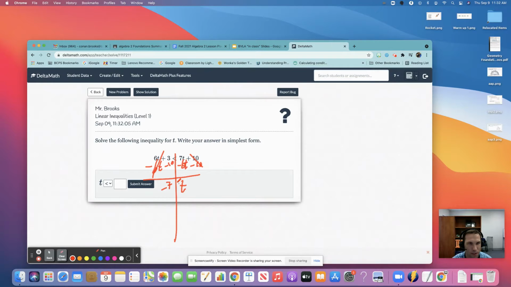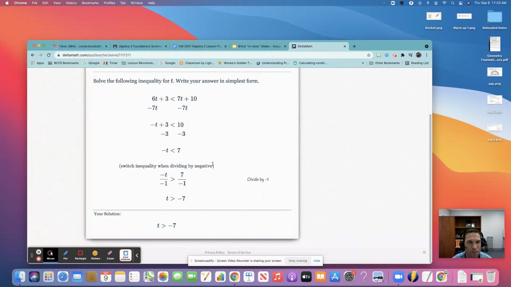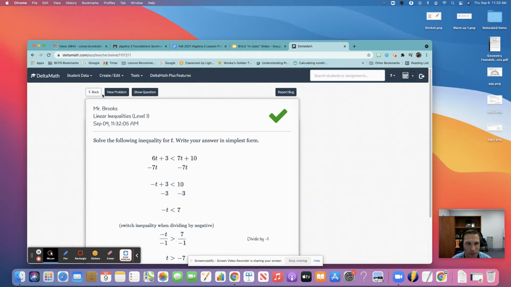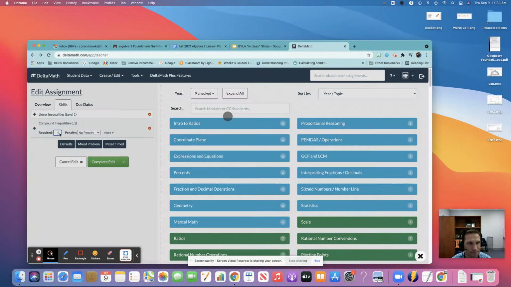Okay, so now look at this. You need to read it as t is more than negative 7, because over here t is on the right, and over here t is on the left. So t is more than negative 7. I didn't mean to erase everything, so I'm hoping I remembered it correctly. Yeah. Okay. Switch the inequality when dividing by a negative. That's the one everybody forgets. It's not that they don't know it, it's just that they forget to do it.